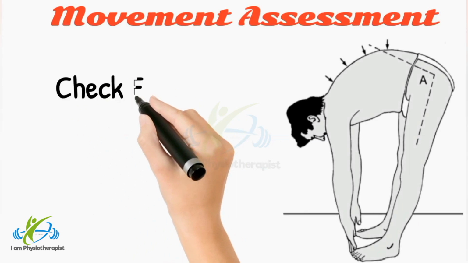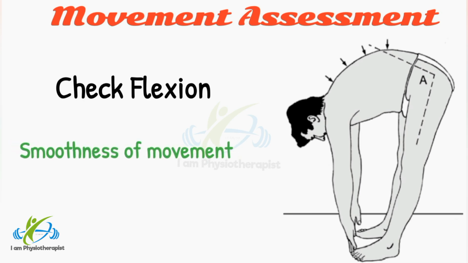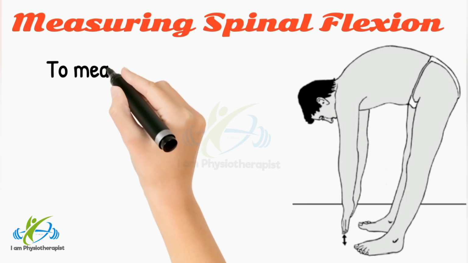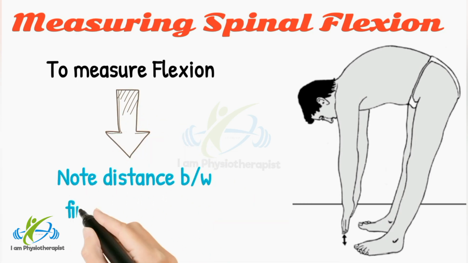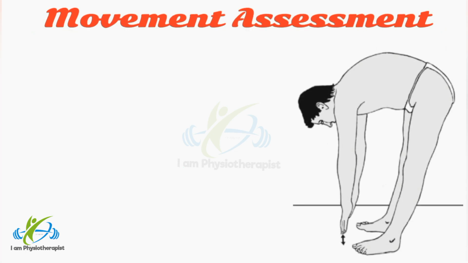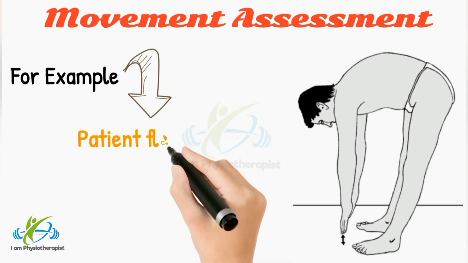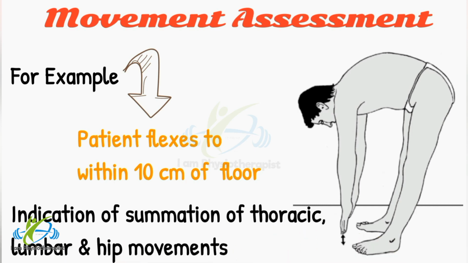To check the flexion, ask the patient to touch his toes, while you watch the spine closely for smoothness of movement, and any areas of restriction. Flexion may be recorded in several ways. The commonest way is to note the distance between the fingers and the ground. For example, the patient flexes to within 10 cm of the floor. This is an indication of the summation of thoracic, lumbar, and hip movements. It does not distinguish between them.